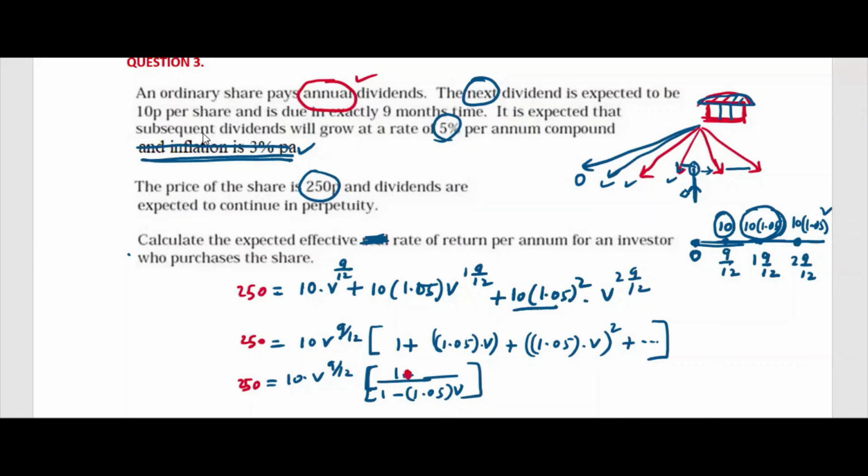No, 25. You divide 10 that side. And here you change to 1 upon 1 plus I. If it's possible, you do it because you have to find I.